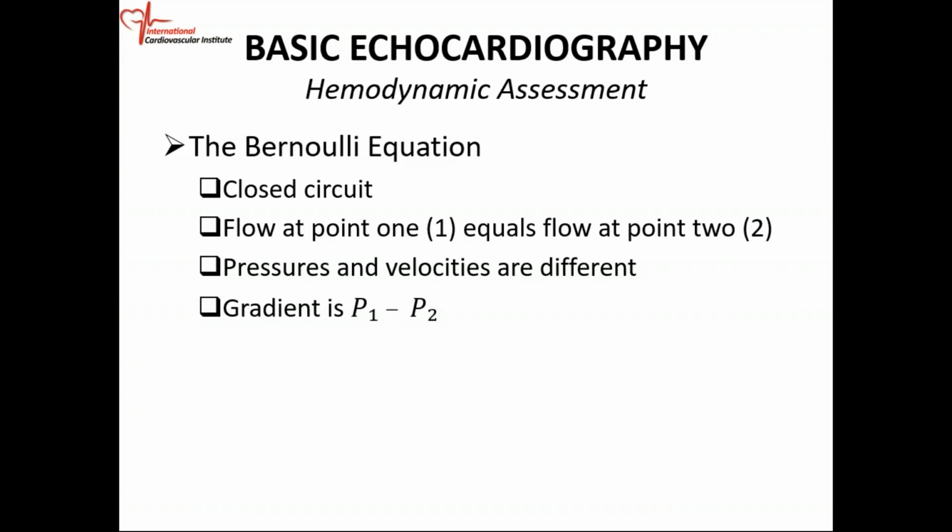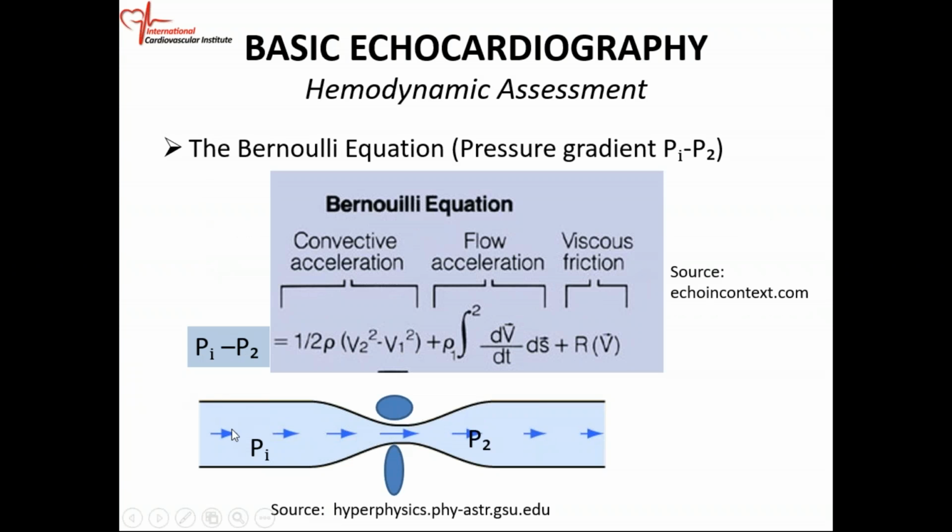The pressure at the beginning is going to be higher than the pressure at a more distal point. And the pressure difference is what we call the gradient. All right, so look at this as a closed pipe, and you have fluid flowing from P1 to P2. Because the fluid is flowing in this direction, this pressure has to be greater than this pressure. So P1 has to be greater than P2.